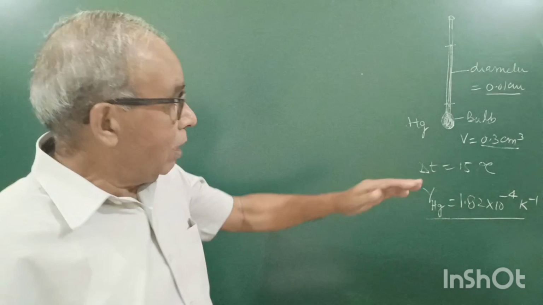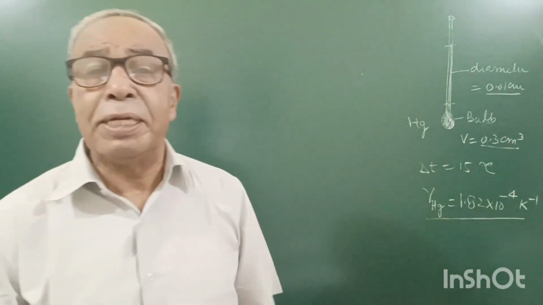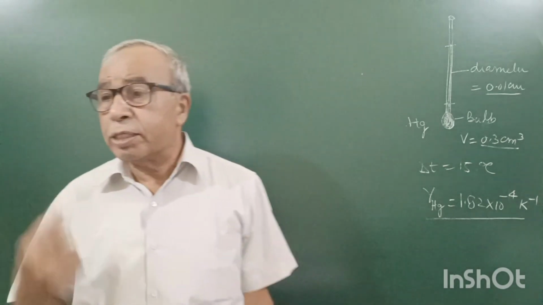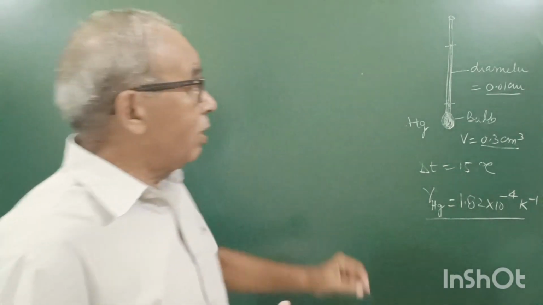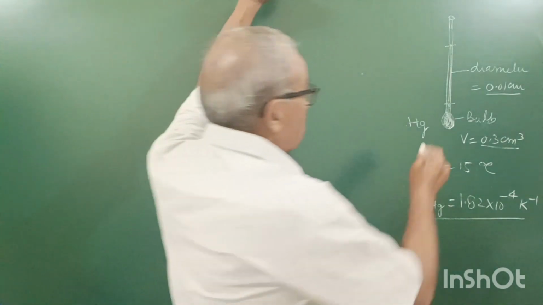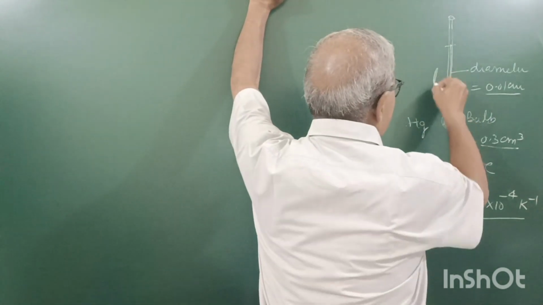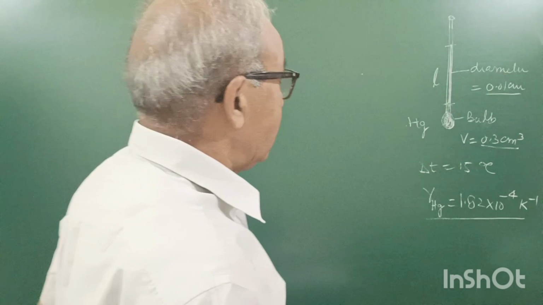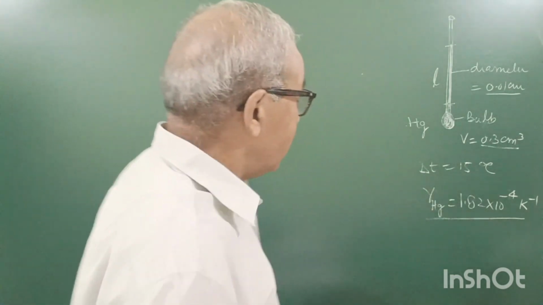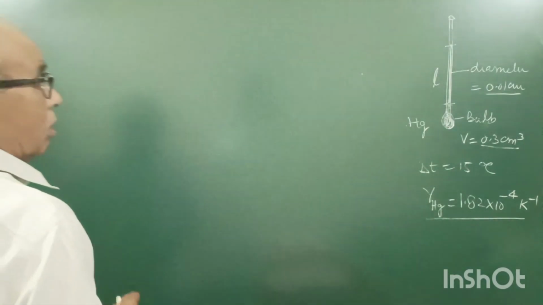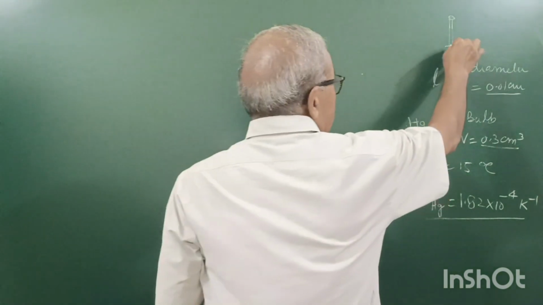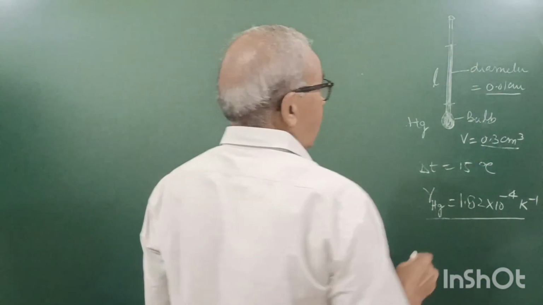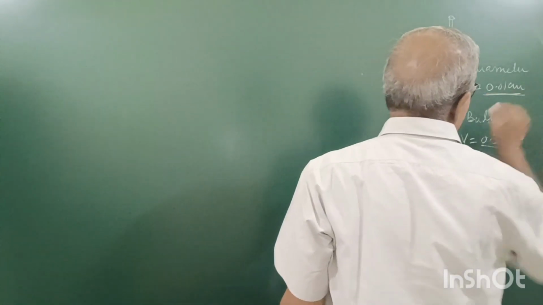The mercury thread will rise. You see a thermometer. When you put a thermometer in your mouth below the tongue, you find an increase in temperature. So how much is this length? When the temperature rises by 15 degrees centigrade, actually this thread will have a diameter of 0.01 centimeter.